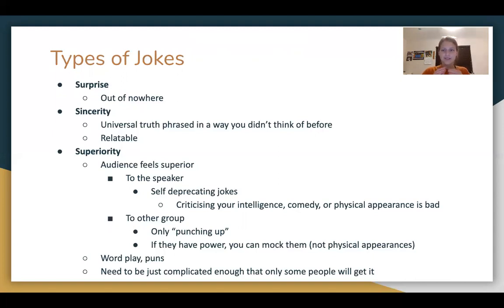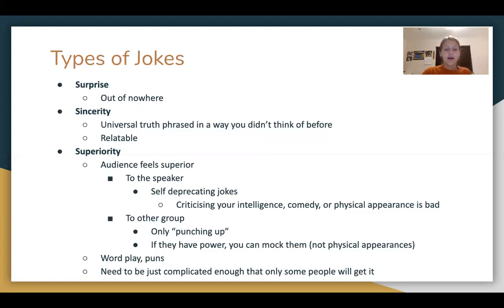There are two subcategories in this: feeling superior to the speaker and feeling superior to others. Feeling superior to the speaker is self-deprecating jokes, which can be really funny, but there's a fine line between funny self-deprecating jokes and dismissing your credibility as a speaker. Criticizing your intelligence or the jokes that you're telling or your physical appearance is bad because if you're looking down on yourself, then why are people going to trust what you have to say and listen to what you're trying to present, whether in oratory for your solutions or in info?